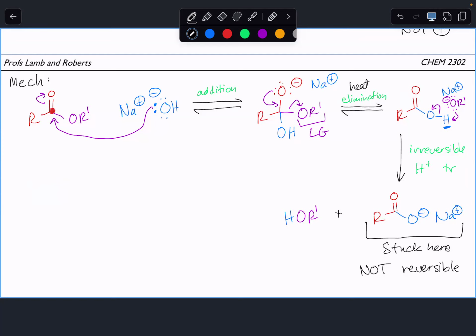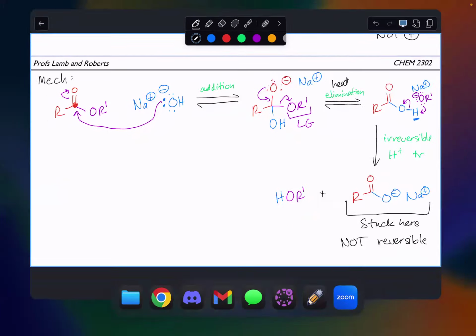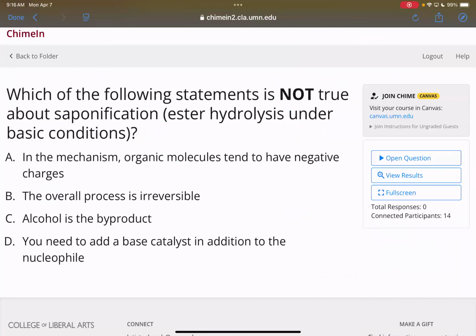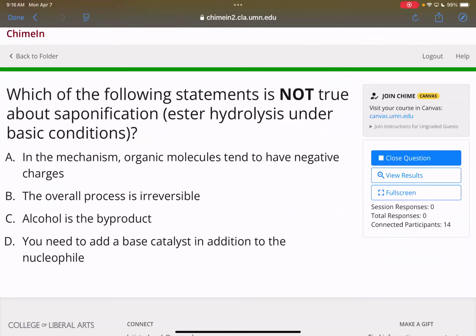All right, let's do a chime-in question to see if saponification is making sense. Which of the following statements is not true about saponification, which is what we just went over, ester hydrolysis under basic conditions? A, in the mechanism, organic molecules tend to have negative charges. B, the overall process is irreversible. C, alcohol is the byproduct. Or D, you need to add a base catalyst in addition to the nucleophile. Feel free to chat with your neighbors. I'll give you a couple minutes to think about this.